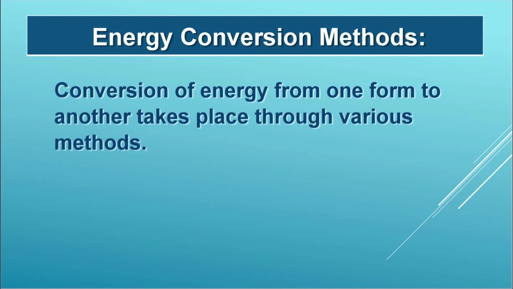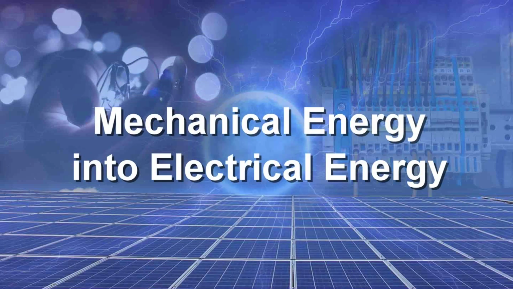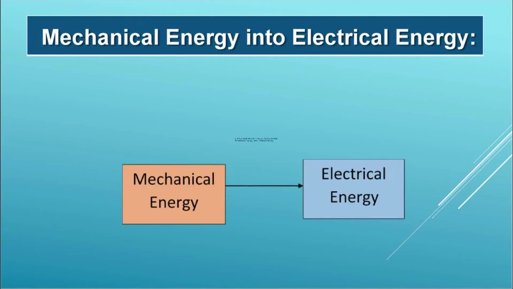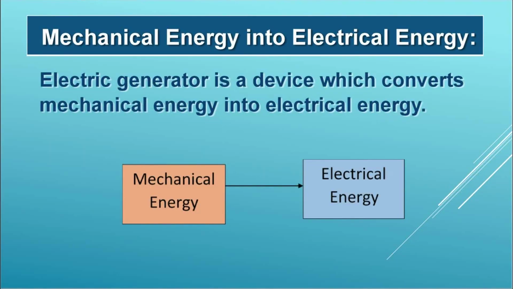Conversion of energy from one form to another takes place through various processes. One of the common forms of energy conversion is the conversion of mechanical energy into electrical energy. This is typically done using electric generators. An electric generator is a device which converts mechanical energy into electrical energy.